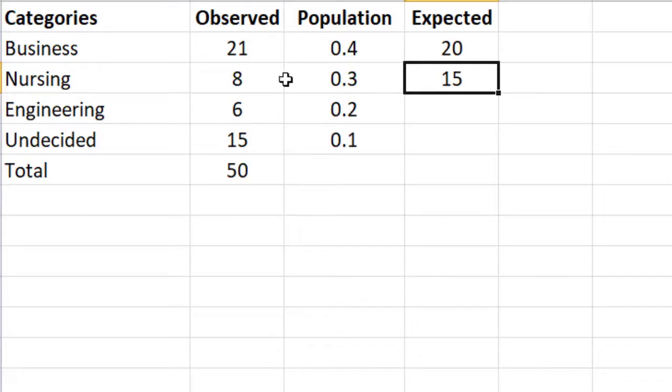Before I move on to the next step, anyone viewing this video can start noticing that 15, the expected count here, is quite different from the count already observed in this sample. In this sample, there actually were only 8 students in nursing major, but the count was expected to be this high in 50 students.